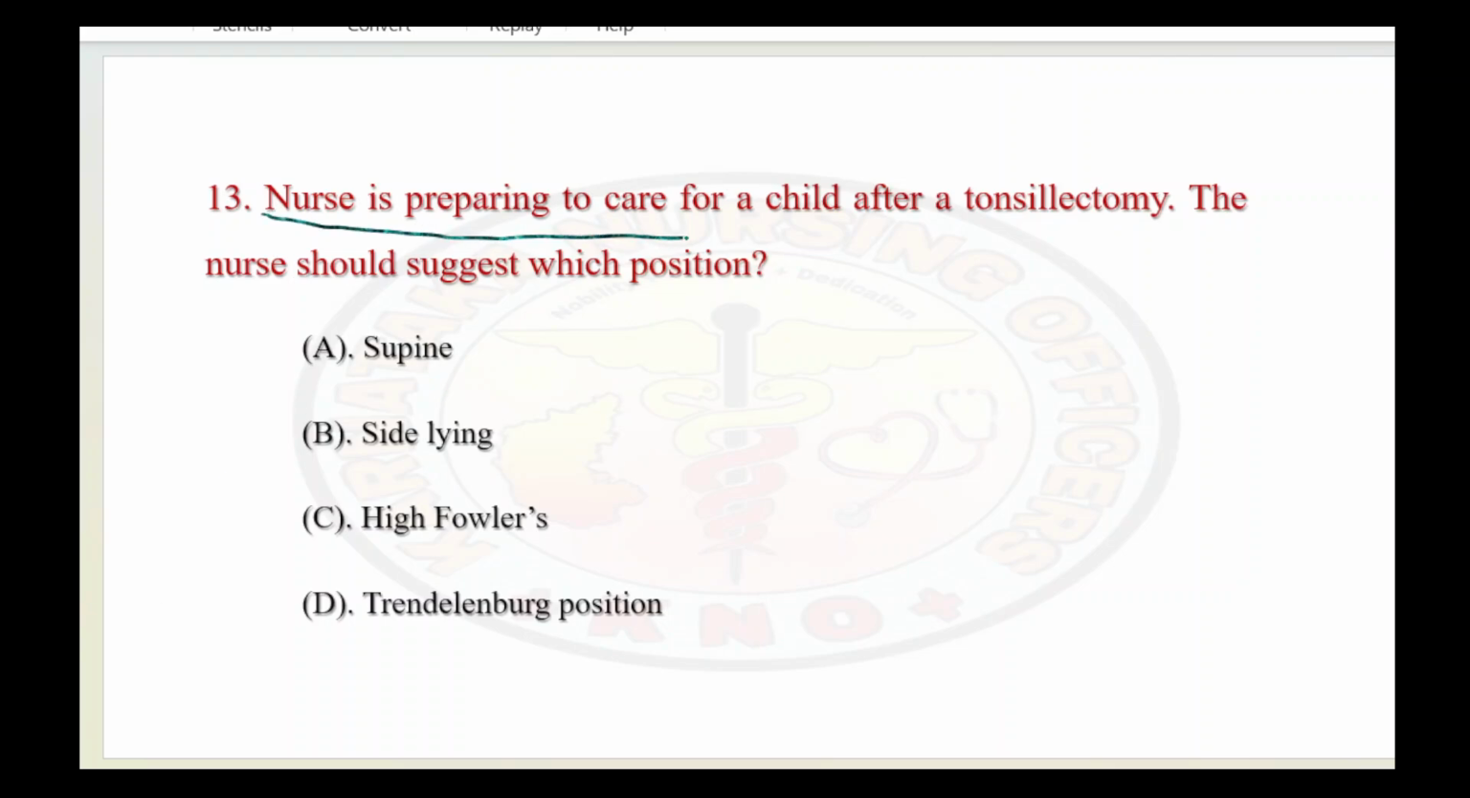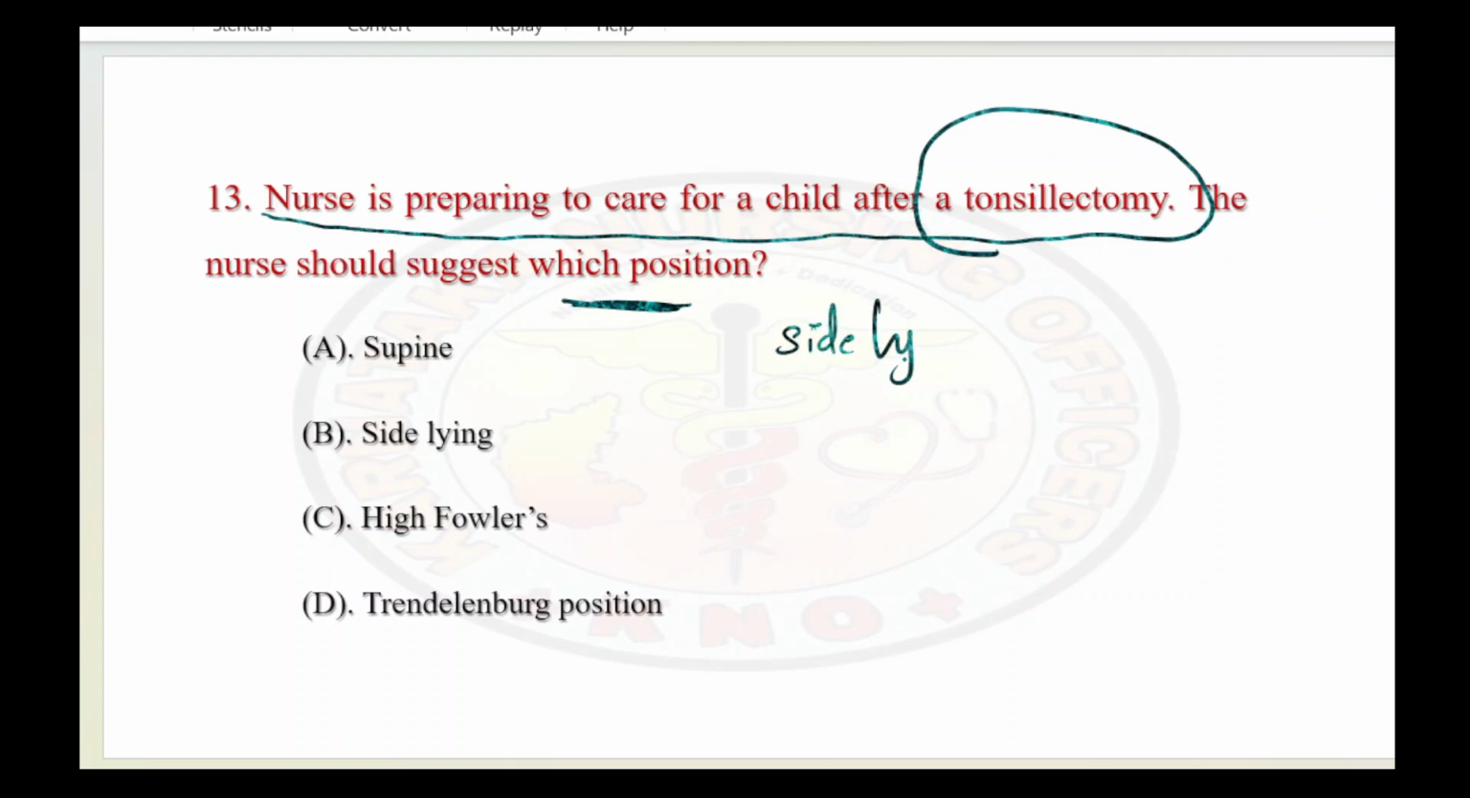Nurse is preparing to care for a child with tonsillectomy. So here is the question. After tonsillectomy, the nurse should suggest which position? If you see a tonsillectomy patient, they always have to lie down in side lying or lateral position. Sometimes they will ask you even lateral position, or sometimes directly they will give you side lying position. Answer is B here. I'll tell you why it is very important again.